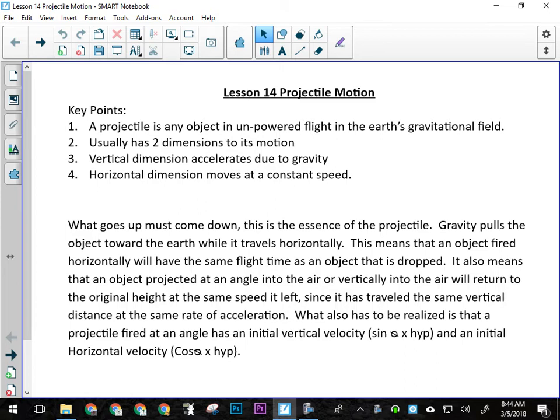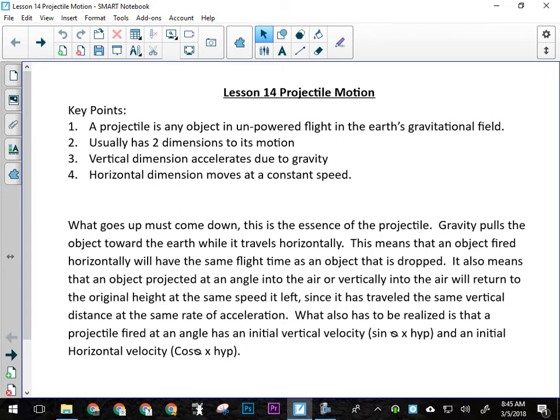Eventually it will fall back down. Exactly. All projectiles come back down to Earth. Even a satellite is actually a projectile. It orbits the Earth. It's just always falling, but it goes fast enough that it never gets any closer to the Earth. We'll talk more about orbital mechanics when we're in the circular motion unit. But something that orbits the Earth is actually always falling and is in fact a projectile.